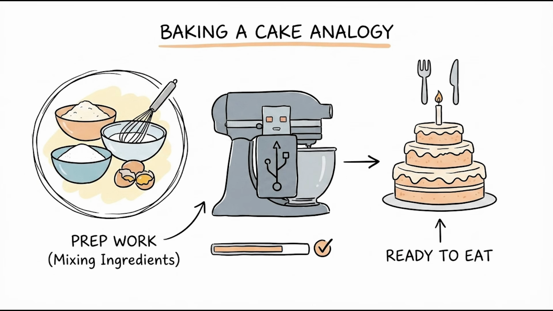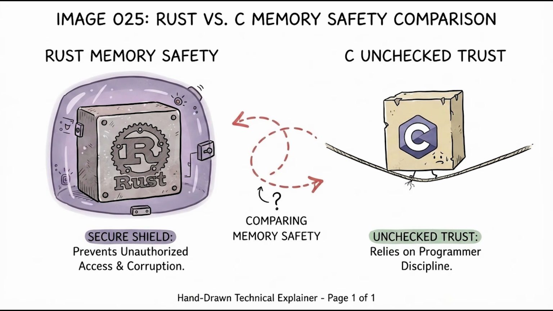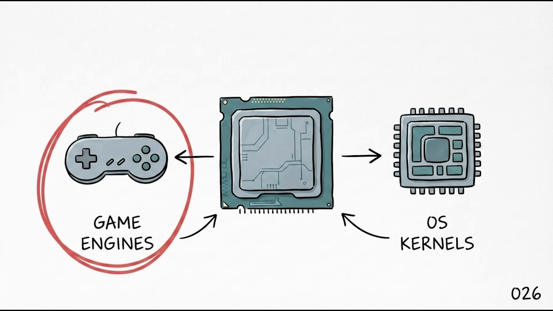There's prep time up front, but once it's done, it's done. The defining trait is speed. Compiled programs run fast because the heavy translation already happened. The specs that matter are compile time, runtime performance, and binary size. Rust compiles slower but produces incredibly safe code. C compiles fast and runs fast but trusts you completely. That trust is dangerous. Choose compiled languages for game engines, operating systems, or anything performance critical.